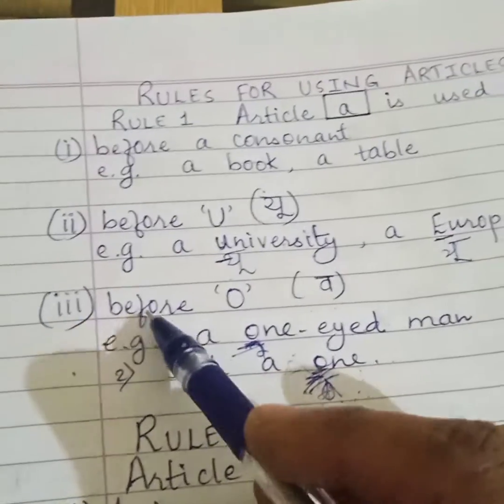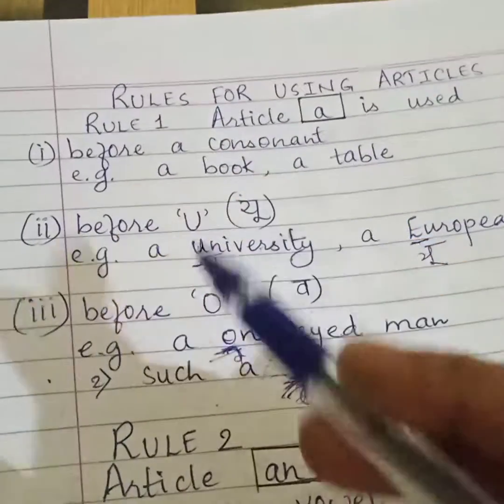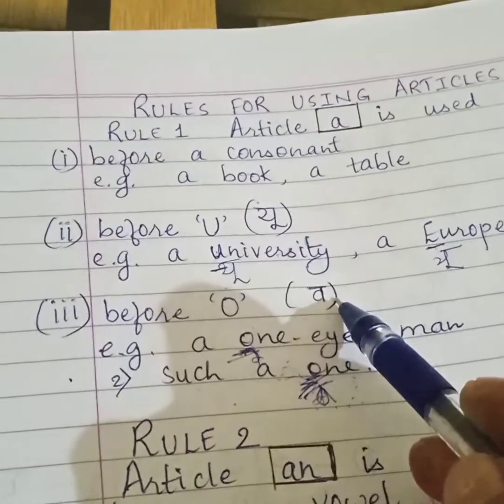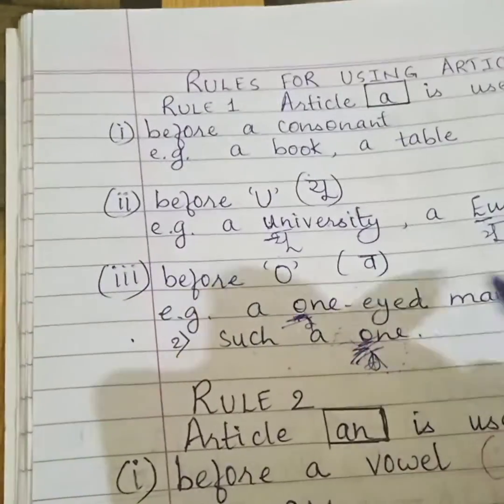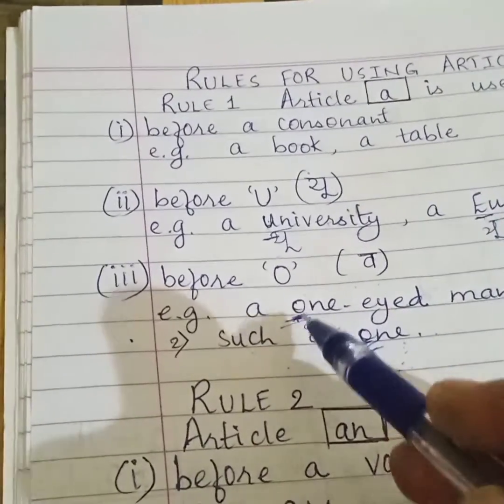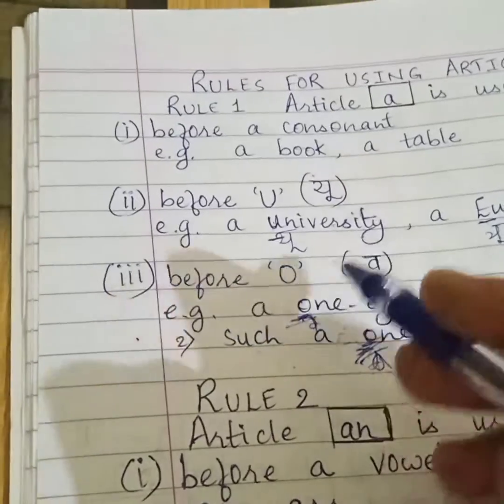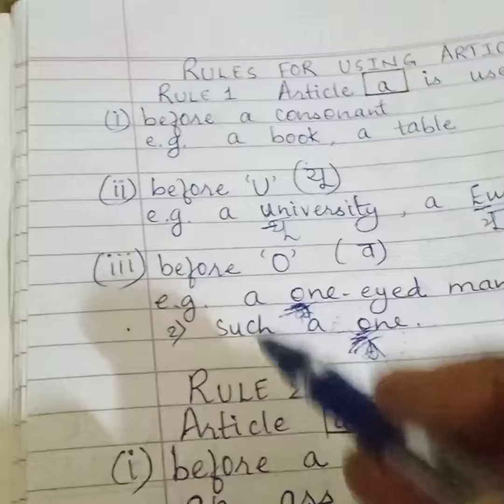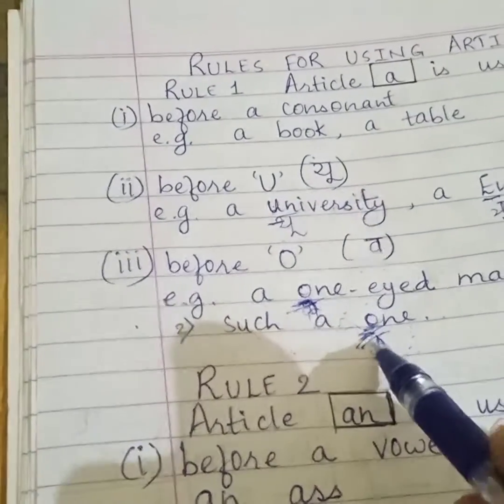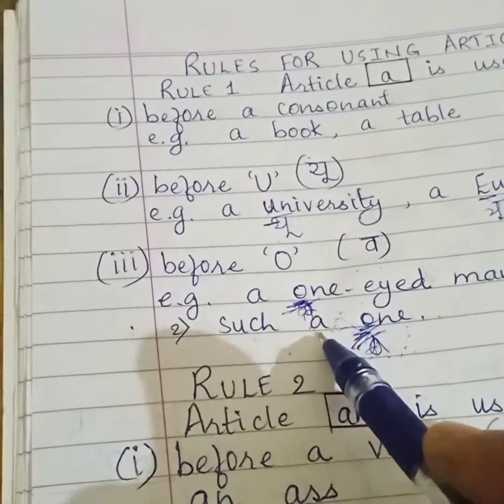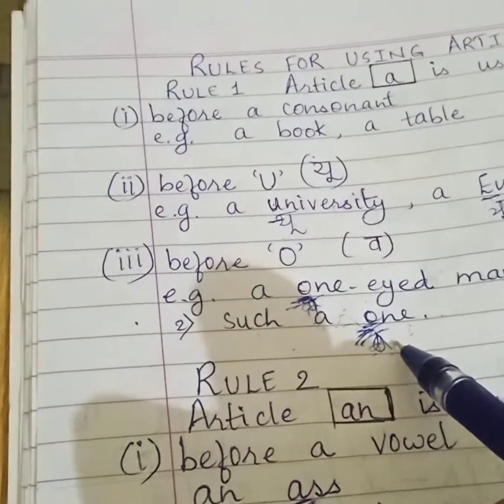Then article A is to be used before O having a W sound. Example, you see, a one-eyed man. O is having W sound: one-eyed man. Such a one. Again W sound. So article A is to be used for W sound.